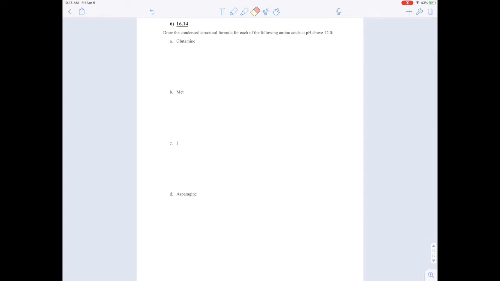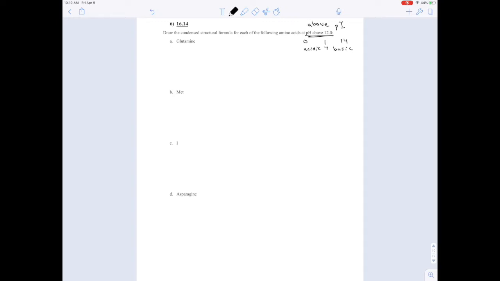Chapter 16, question 6, asks you to draw the condensed structural formula for each of the following amino acids at a pH above 12. Remember, the pH scale goes from 0 to 14, where 7 is neutral, and anything below that is acidic, anything above that is basic. So pH above 12 is really, really high. You're getting to the upper limit there, and that pH is going to be above the PI. It's going to be above the PI of these amino acids.